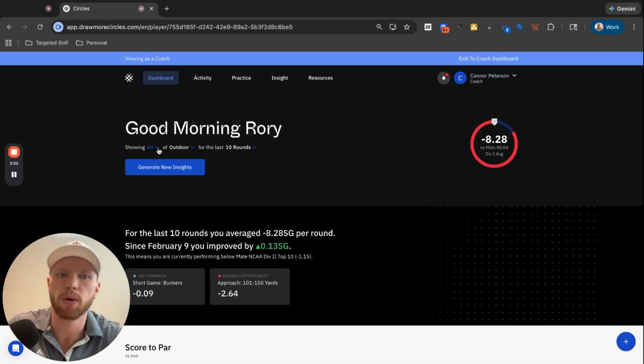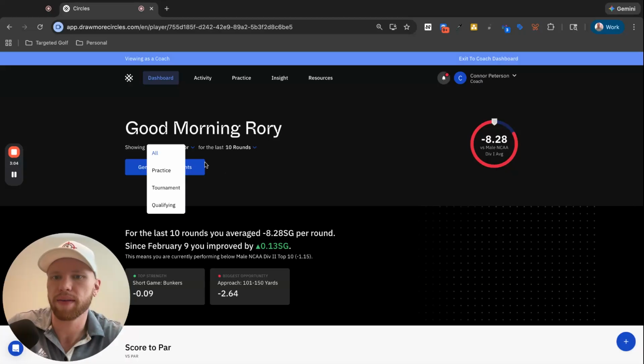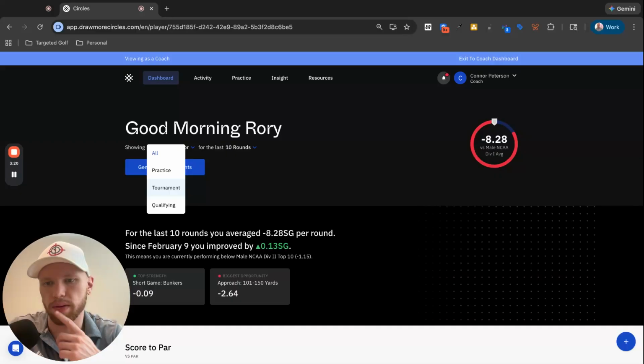So one of the things that I always do with a player is I want to have context on how tournaments compare to practice. I know this is a problem that a lot of you guys struggle with, where your child, maybe they're a superstar in practice, but they struggle in tournaments. And sometimes it's actually true. But a lot of the time that's an illusion that's created by the way your child plays golf at home.